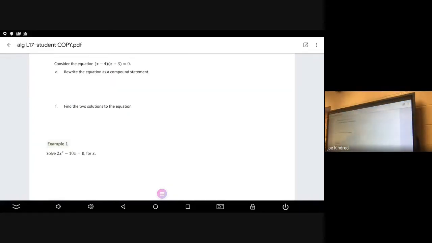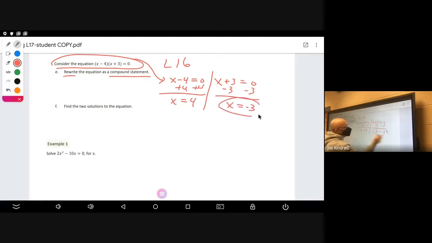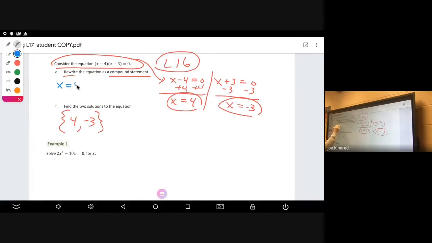Okay, so on this one, they give you the equation, and they're asking a question related to lesson 16: rewrite the equation as a compound statement. We know that to solve this means when x minus 4 is equal to 0 and when x plus 3 is equal to 0. Well, the solutions would be simple equations. Our 2 solutions are 4, comma, negative 3. But in E, it says rewrite each equation as a compound statement. From lesson 16, that means x is equal to 4 or x is equal to negative 3.